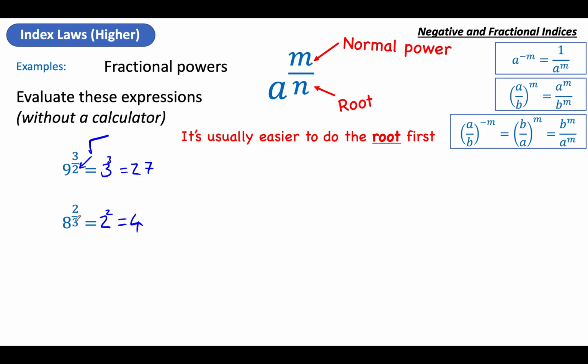Right? So do the bottom number first. That's your root, whatever it is. If it's a 2, it's a square root. If it's a 3, it's a cube root. Then, whatever your answer is, you do the normal power to that.